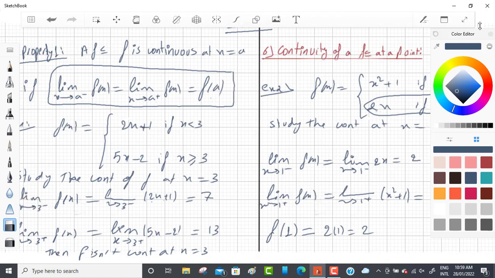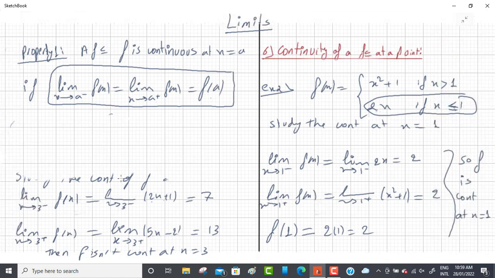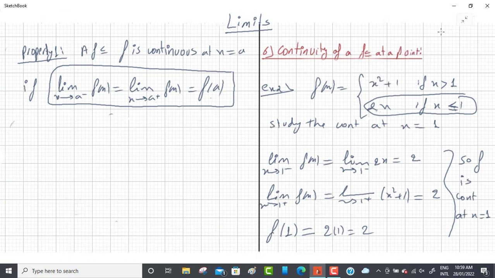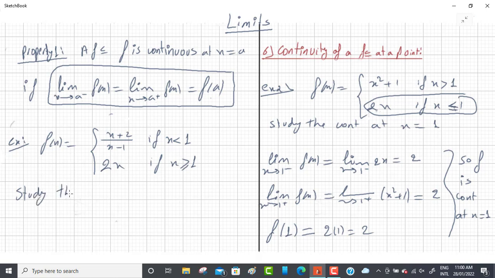Another example now, but it's a particular case. f of x equals x plus 2 over x minus 1 if x is less than 1, and 2x if x is greater than or equal to 1, and you need to study the continuity at x equal 1. So we have firstly to calculate the limit as x tends to 1 minus of the function. 1 minus uses the first subfunction, so it's the limit as x tends to 1 minus of x plus 2 over x minus 1. You obtain 3 over 0 minus, equal to minus infinity.